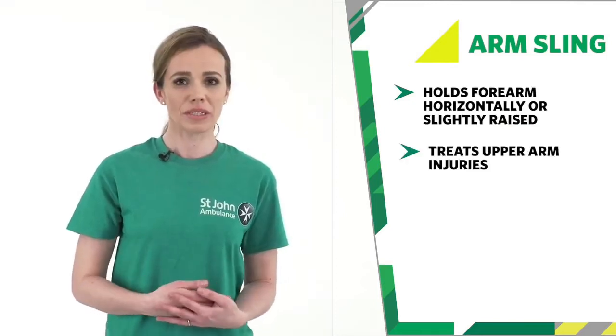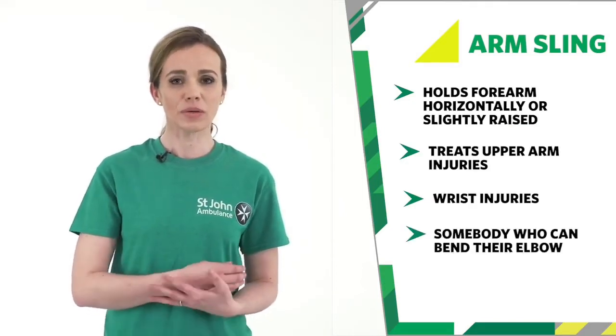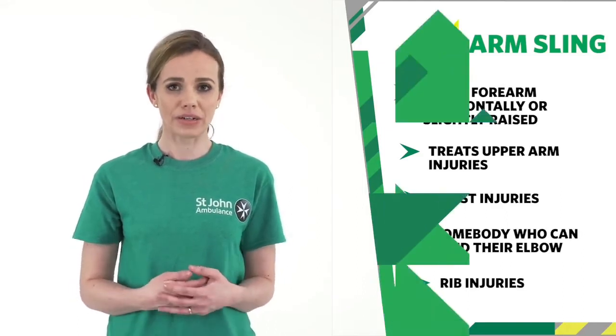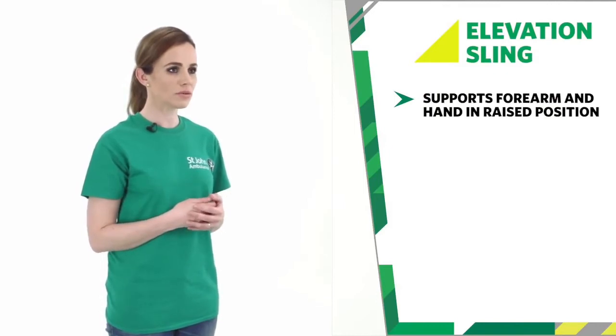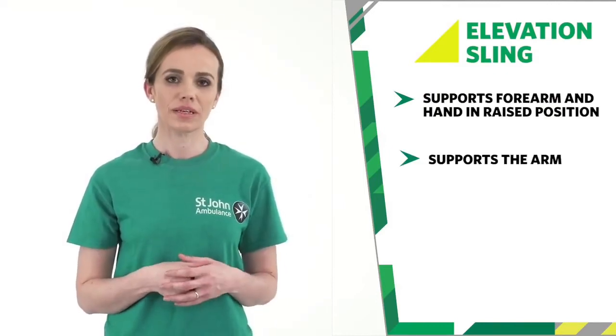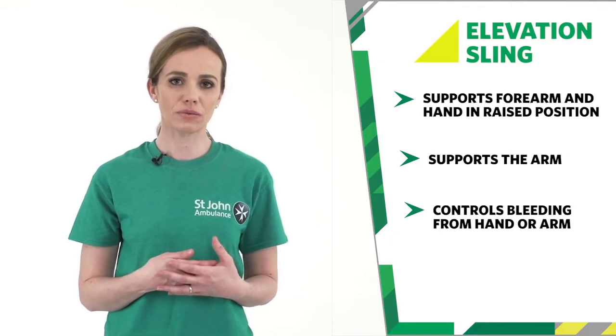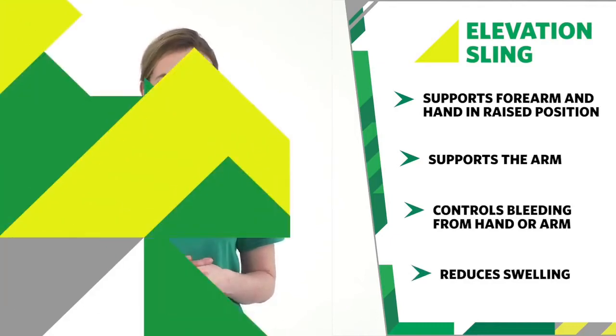It treats upper arm injuries, wrist injuries, somebody who can bend their elbow, and also a rib fracture. An elevation sling holds the arm in a raised position with the fingertips touching the shoulder. It can help support the arm. It can also help control bleeding from the hand or the arm and also help to reduce swelling.